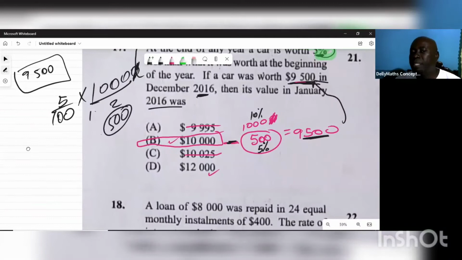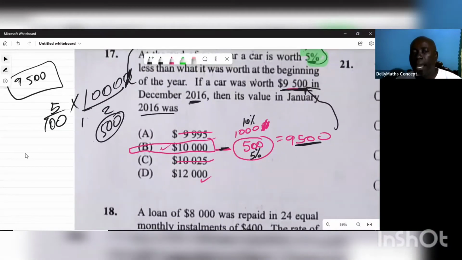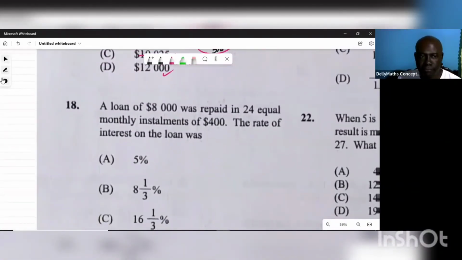So then we would have picked 10,000. And then since I picked it and it is okay, I don't need to try the rest. So you move on.